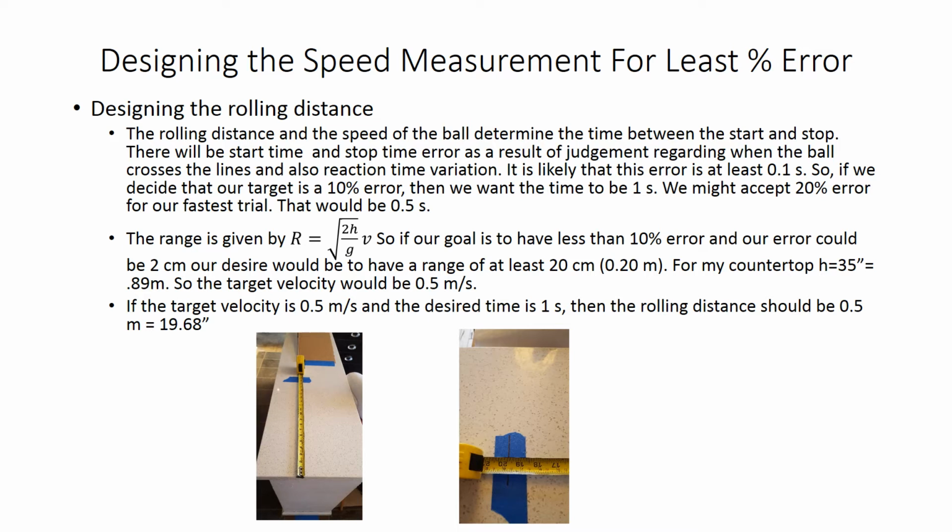Now that we've selected a ball, we need to look at the issues regarding the velocity measurement. If we measure the time with a cell phone app stopwatch, we will have uncertainty in deciding when the ball is crossing the line, and then we will have reaction time variation. The combination of these errors at the start and the stop crossing is probably about a tenth of a second. If we want that tenth of a second to be a 10% error in our time measurement, then we will be looking for a total time of about 1 second. And if we're willing to accept a 20% error, then the time will be about a half a second.